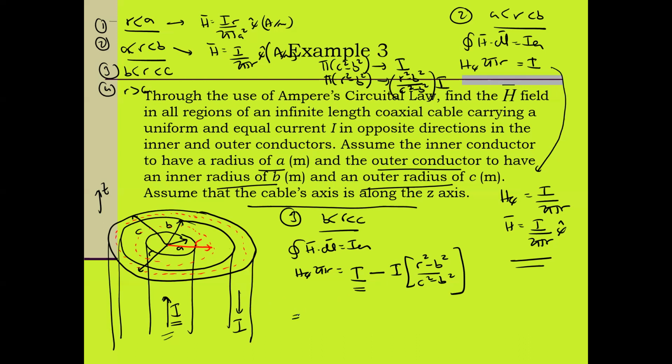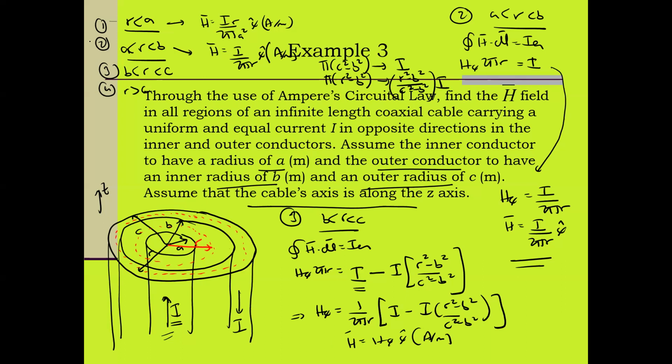And for this, if we proceed further, we are going to have Hv will be equals to 1 over 2 pi R times I minus I of R squared minus B squared over C squared minus B squared. So we can write this H field in terms of the vector form, which is H field direction of v in ampere per meter unit. So that should be the answer, the H field vector for the third region, which is between radius of B and radius of C.